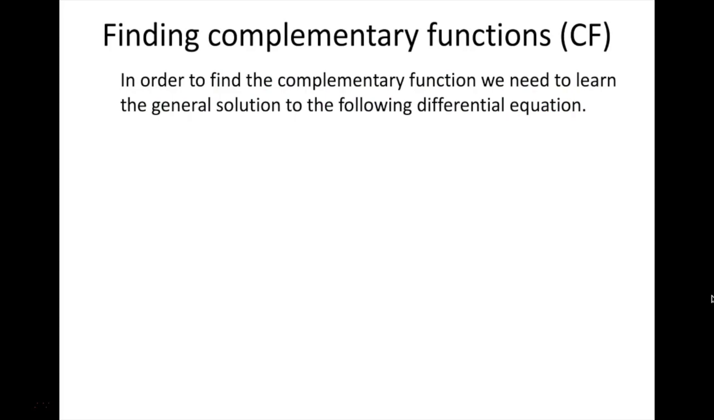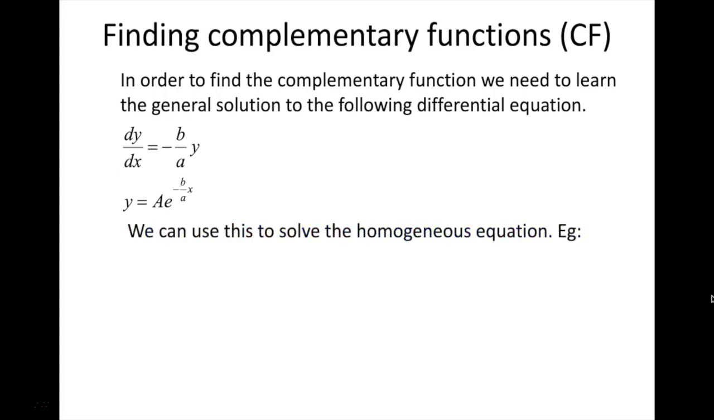Let's look at different ways of finding complementary functions. If we want to find the complementary function, we need to learn the general solution to the following differential equation. So, for instance, if we have a dy dx plus by equals 0, then we can rearrange it, and if we solve that, we get y equal a e raised to the power negative b over a x. We already know how to solve that for first order differential equations, and so we can use this to solve the homogeneous equation.